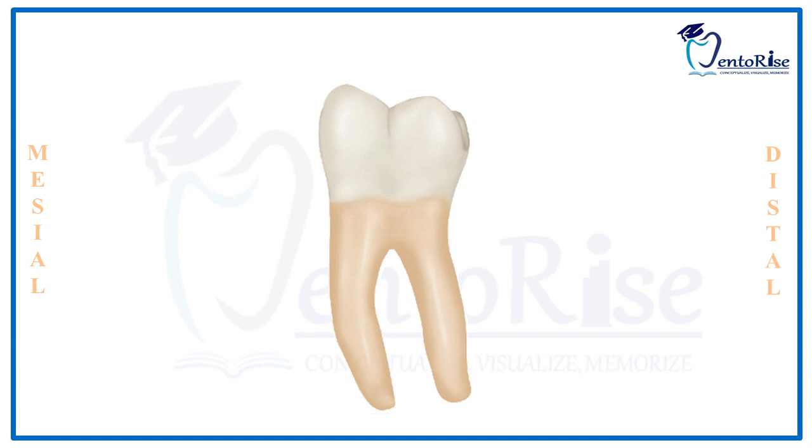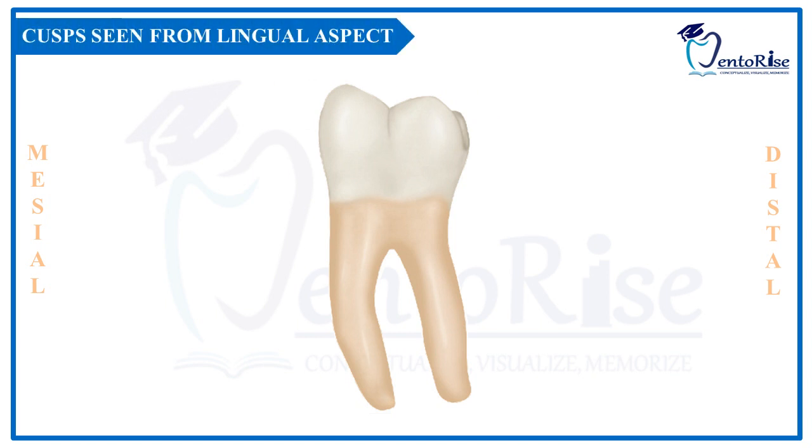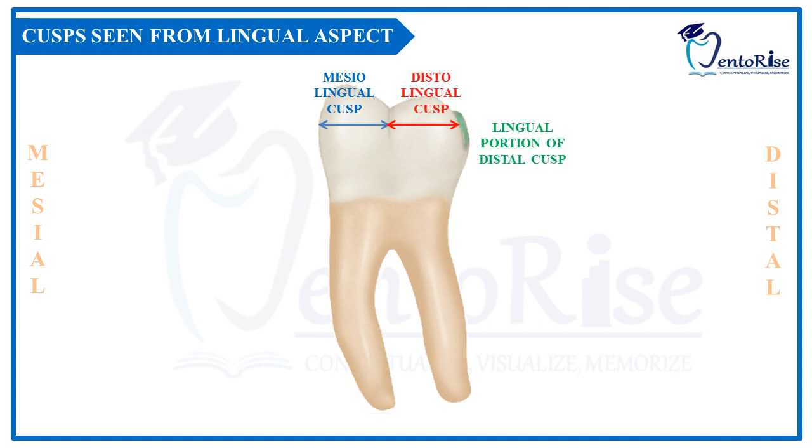First of all, talking about the cusps seen from the lingual aspect, among the 5 cusps present in this tooth, only 2 cusps, namely the mesiolingual cusp and the distolingual cusp, can be seen, along with some lingual portion of the distal cusp, as you can see in the figure.